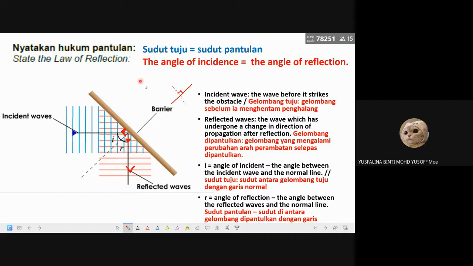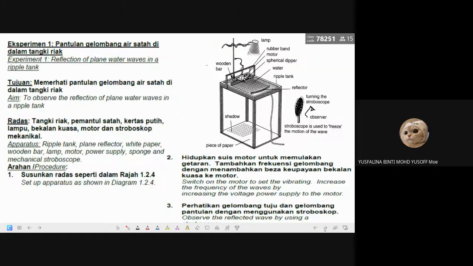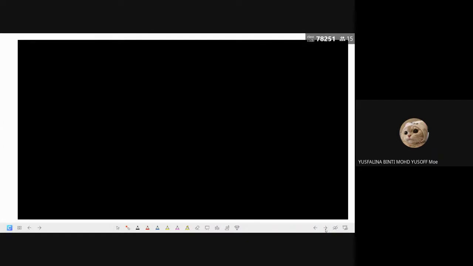So let's say my I is 50 degrees. Then R should also be 50 degrees. That is the law of reflection: I must be the same as R. And remember, the normal line should be 90 degrees from the surface. This is the experiment, and later if we have a chance, we will do this experiment at school.